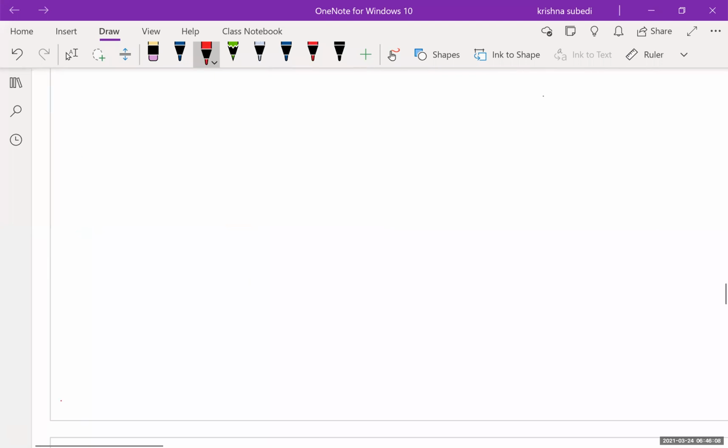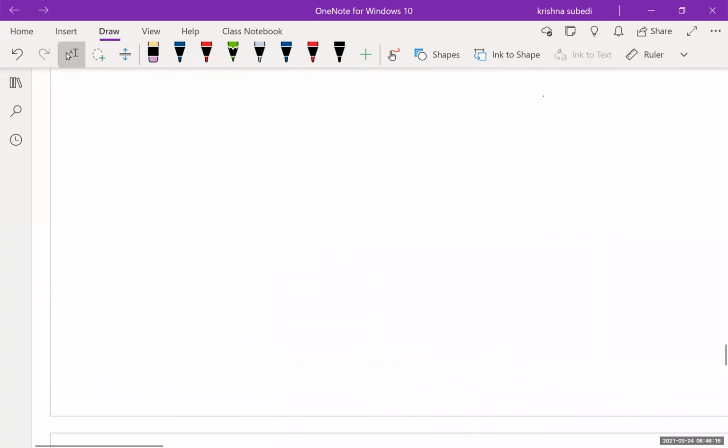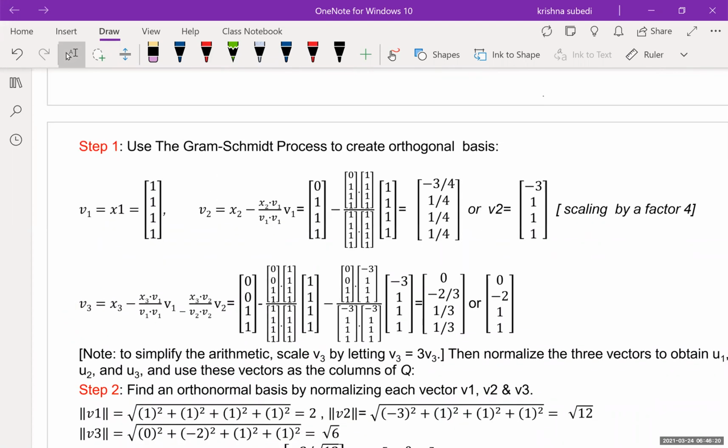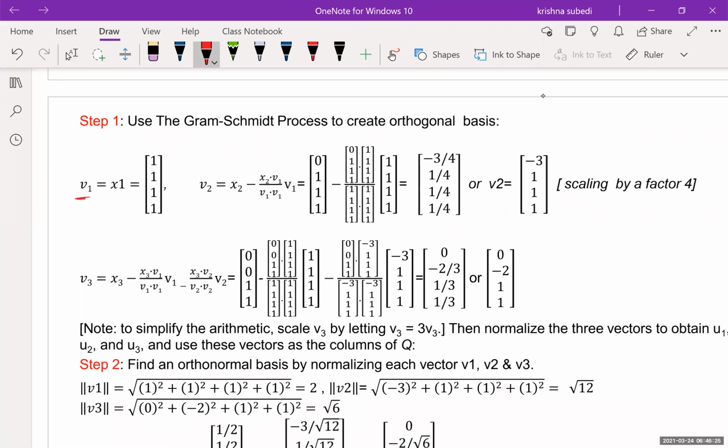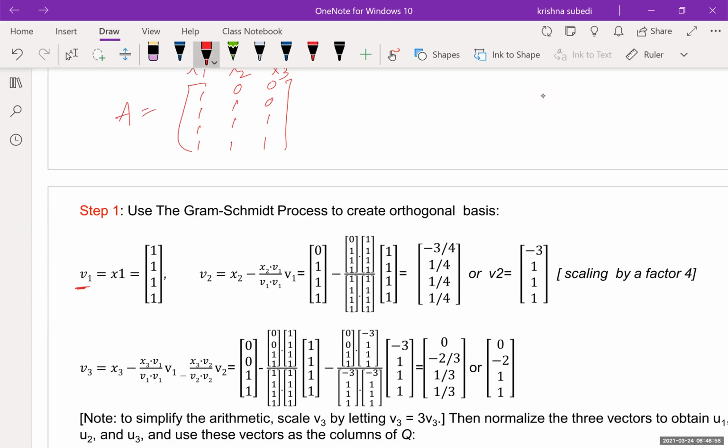I think I have done it here somewhere. Oh, it's not there. Yes, it is here. So first, recall that we are given the matrix A, with columns 1, 1, 1, 1, then 0, 1, 1, 1, and then 0, 0, 1, 1. This is the matrix given, and we denote the columns by x1, x2, x3. Using the same Gram-Schmidt process, we create an orthogonal basis, step 1. Using the same formula, v1 will be x1 right there, and for v2 we use this formula, and then we get this one.